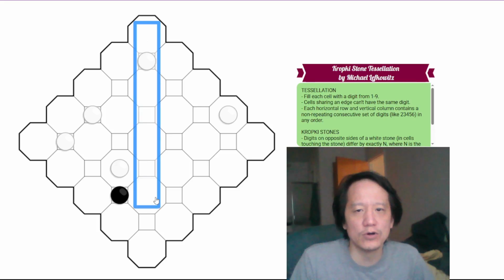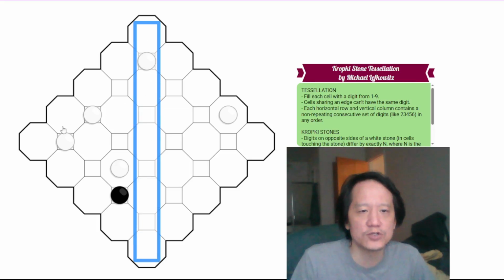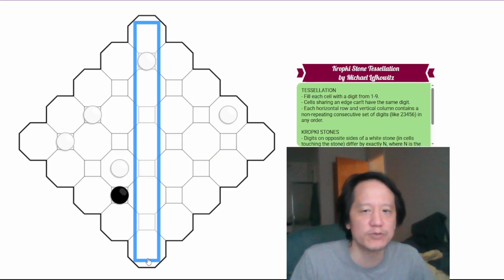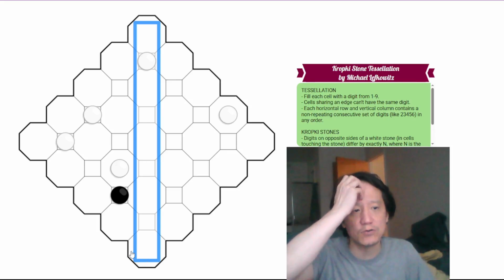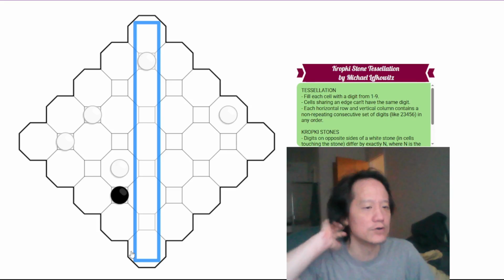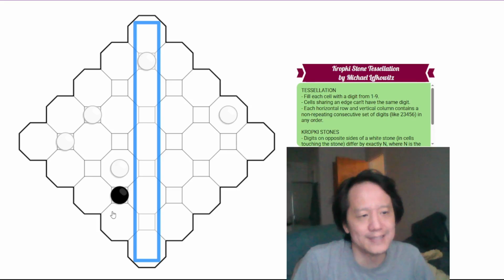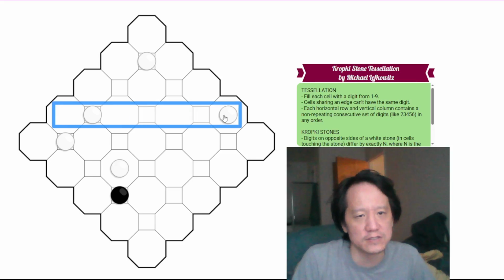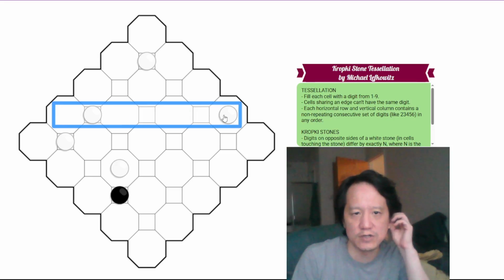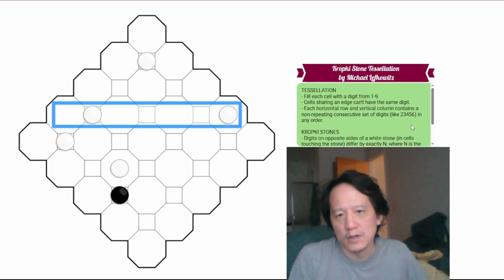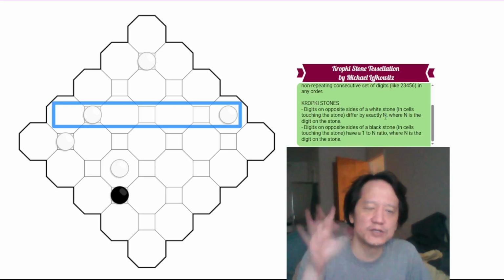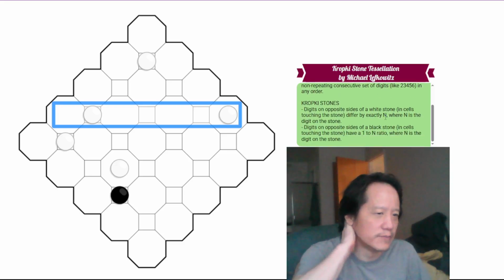So any row and column, each horizontal row and vertical column contains a non-repeating consecutive set of digits. So it's like a Renban, essentially. Or like a row of Sudoku, but it's limited, right? This is 3 digits, this is 5 digits, this is 7 digits, etc., etc. But it's sort of like Renban, sort of like normal Sudoku there.